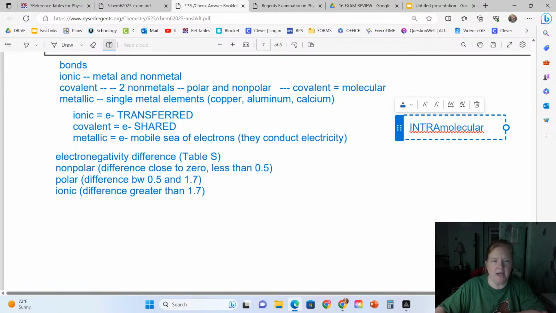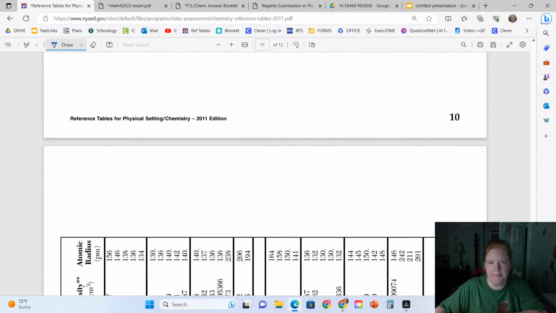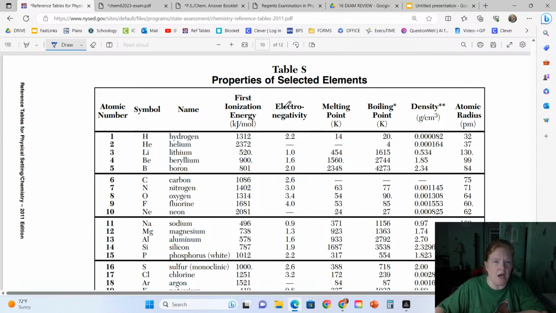Electronegativity is from table S. So since I did just talk about it, if we look at table S, I'll look at this one in particular. Electronegativity is right here. So it's just a value right here, basically just a scale. Fluorine has the highest electronegativity, and all of the other electronegativities are kind of based on the strength of fluorine. Okay.